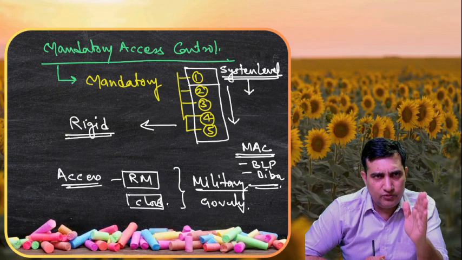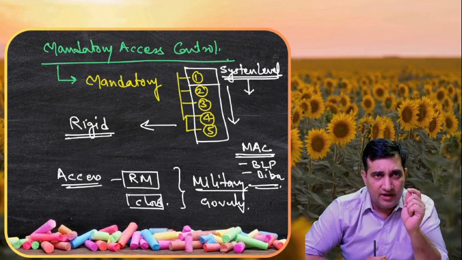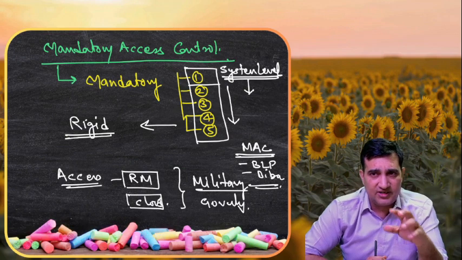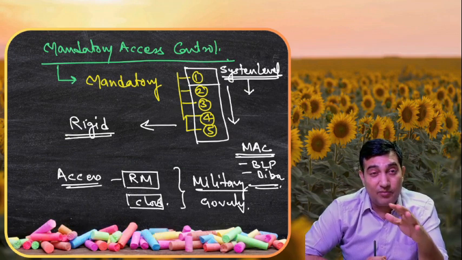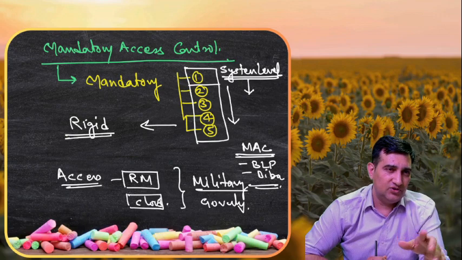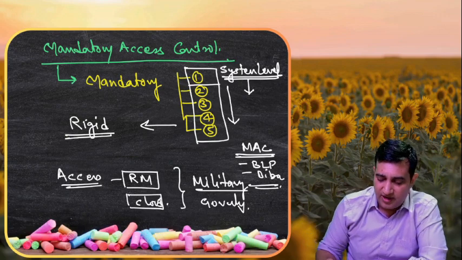So a few things you need to understand from the exam perspective. Mandatory access controls are mandatory. It is not based on discretion, and whatever the system policies are defined centrally, they get applied to everyone on the system. So that's your mandatory access control.